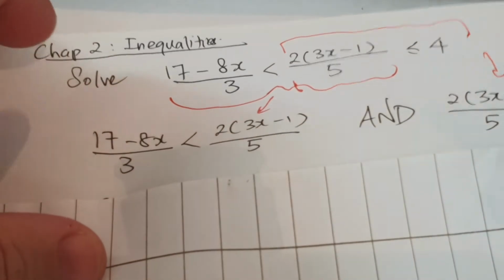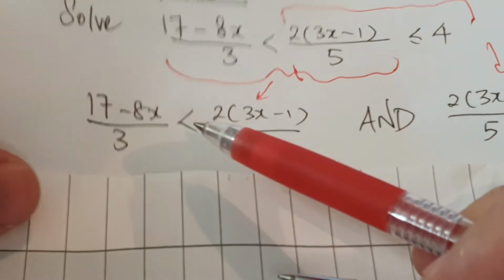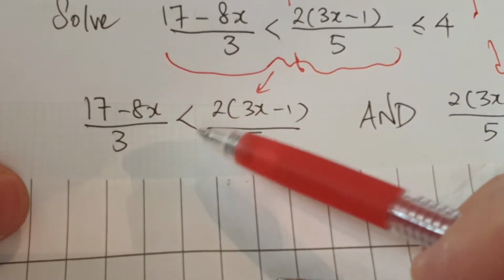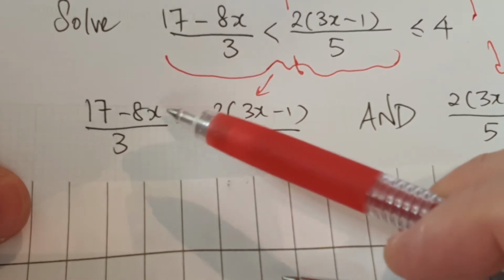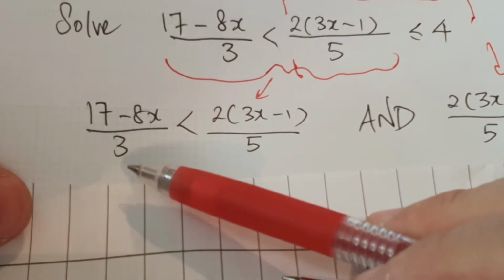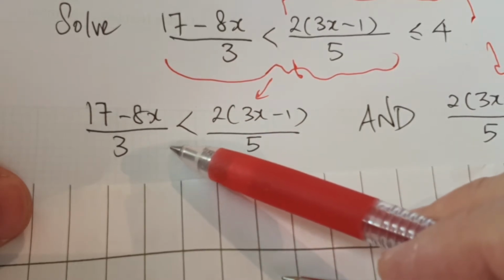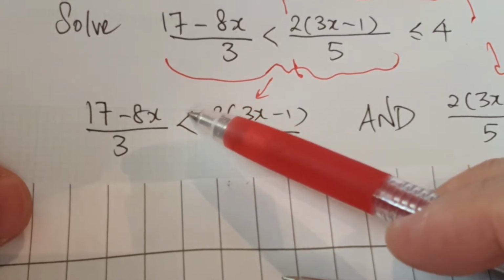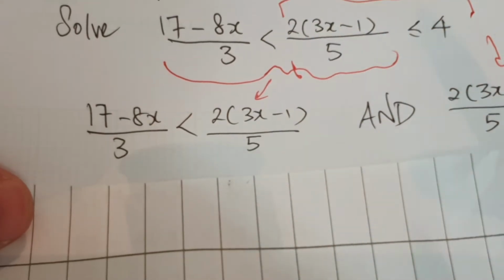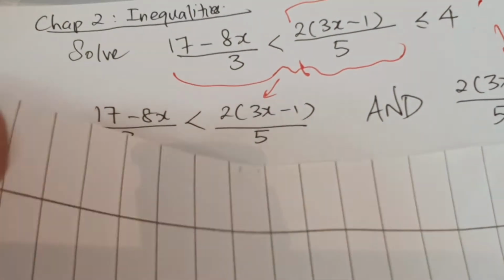Now, how do you solve inequalities? Very simple. It's almost like solving an equation, except when you divide by a negative number, you have to flip the sign. Or when you multiply by a negative number, you have to flip the sign. Why must we flip? Yeah, that's a very good question.